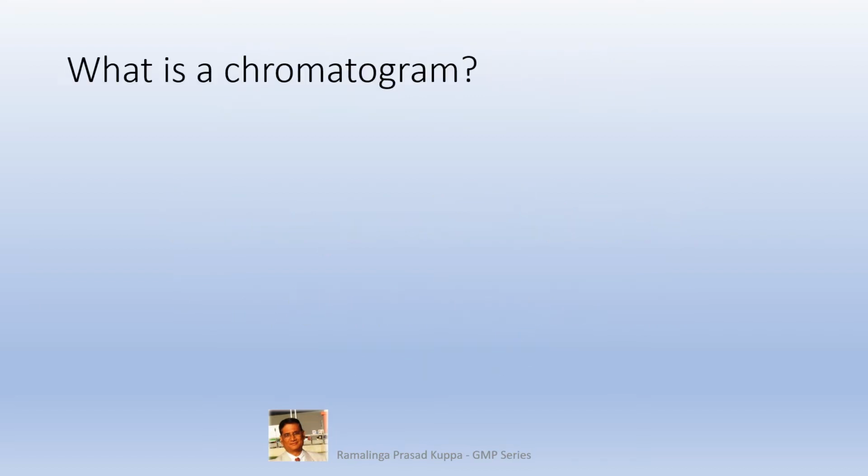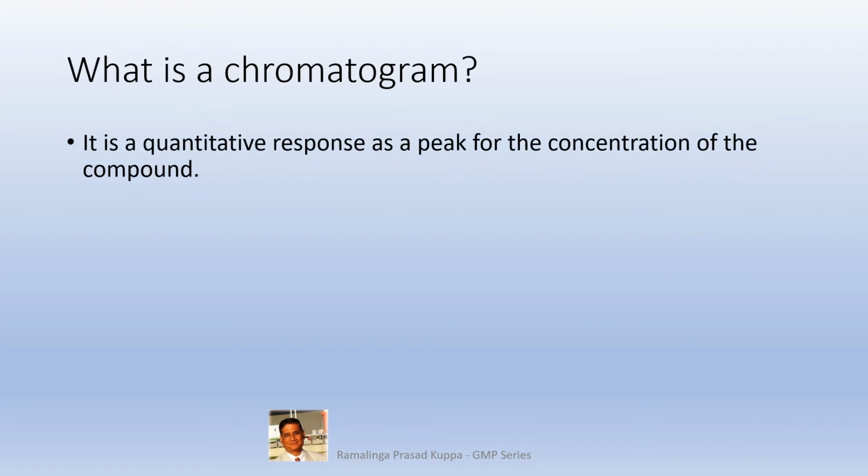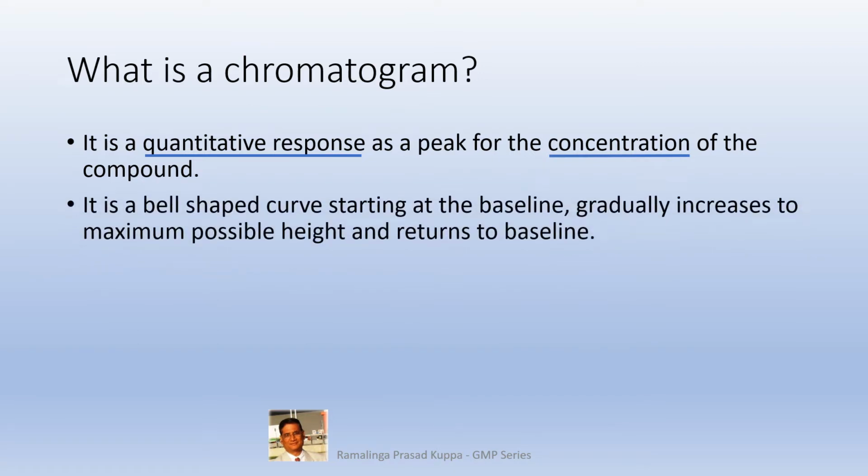What is a chromatogram? It is a quantitative response as a peak for the concentration of the compound. The response is a two-dimensional peak-shaped curve with a specific height and area depending upon the concentration of the component peak. The response is quantitative. Lower the concentration, lower the area. Higher the concentration, higher the area. It is a bell-shaped curve starting at the baseline, gradually increasing to maximum possible height and returning to baseline.